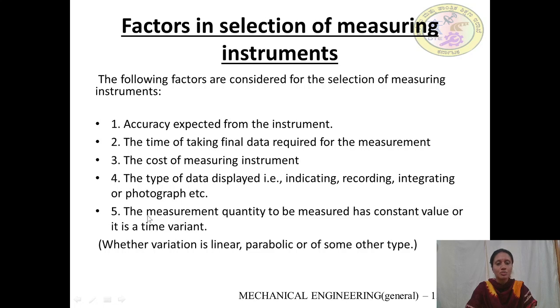Next, whether the quantity to be measured has a constant value or is time variant. When you give the input to the measurement system, we need to consider whether the parameter you are going to measure varies with time or has a constant value, and whether the variation is linear, parabolic, or of some other type. So these are the factors we need to consider before selecting any measuring instrument.